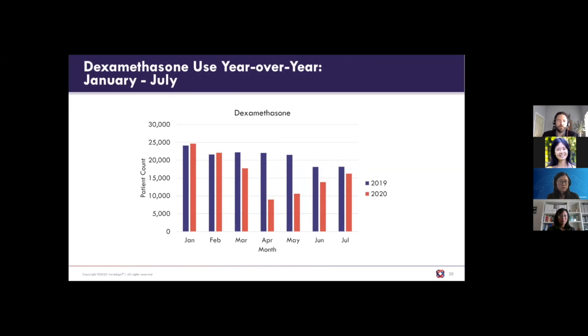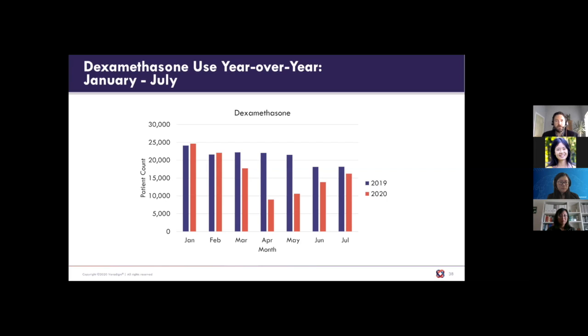Another product that we really like to keep an eye on going forward is dexamethasone. So initial results of the pandemic show obviously substantially lower use in 2020 than in 2019. If you look, it's tracking nicely, very evenly in January and February. In March it starts to drop, and in April and May the bottom just drops out on dexamethasone use.